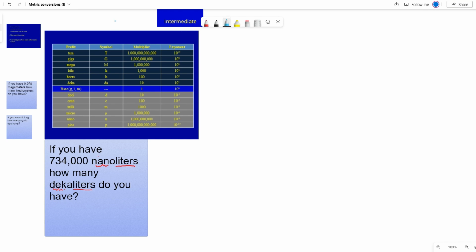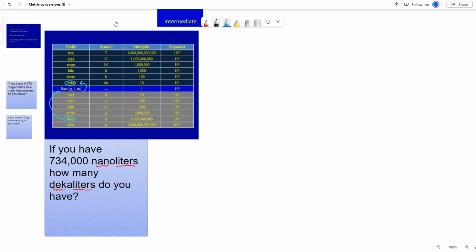First thing we want to take a look at is where are we going to be going on this chart? Well, we're starting with nanos, which are all the way down here. That's billionths. And then we're going to be ending up at deca, which is all the way up here. So first thing you want to do is go from your nano to the base unit, so we'll go from nano to liter. And then you want to go from your base unit up to deca, so we'll go from liter to deca. Those will be the two steps that we do.